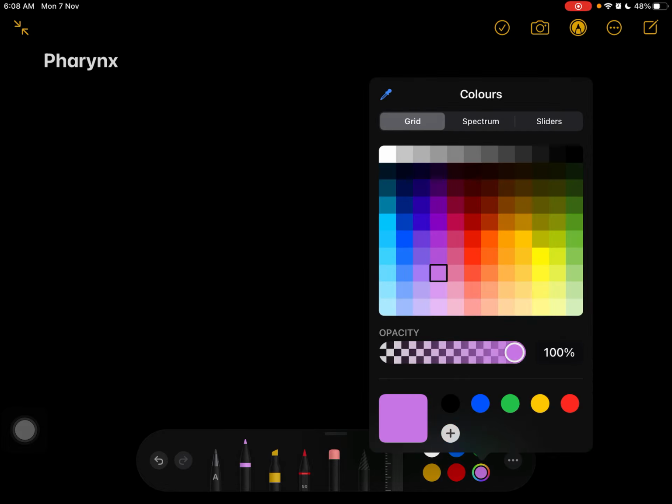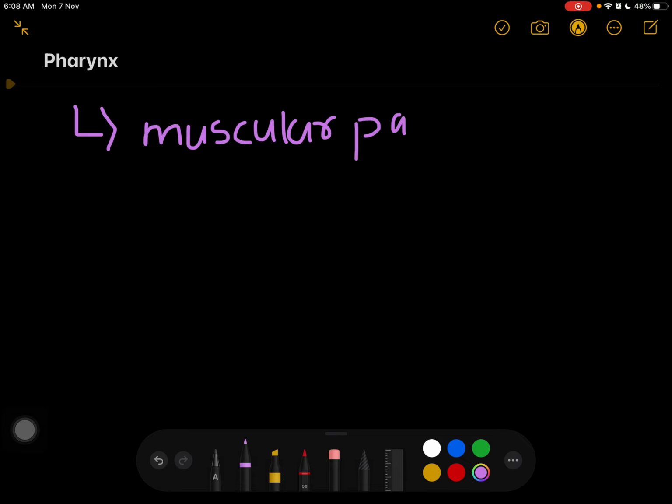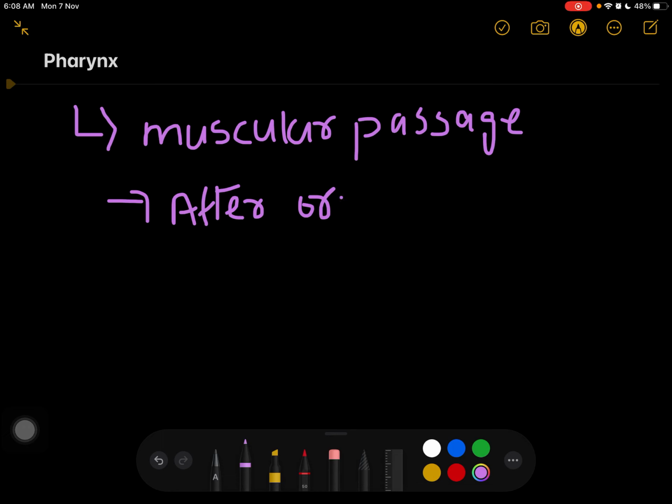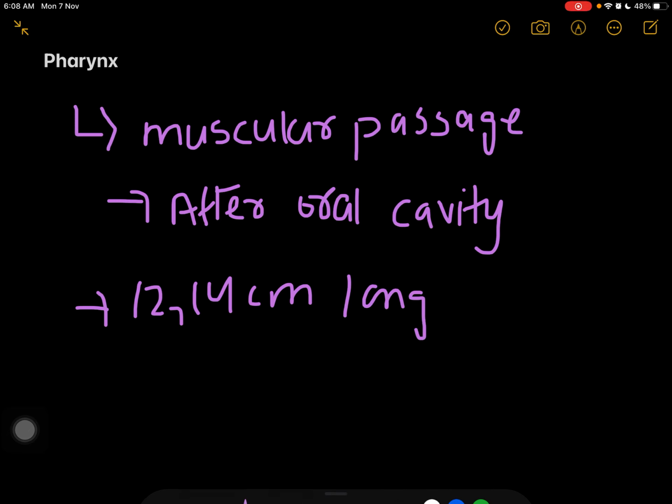So today we will talk about pharynx. What is basically a pharynx? Basically, pharynx is a muscular passage after the oral cavity. It is a tubular muscular passage, 12 to 14 centimeter long.